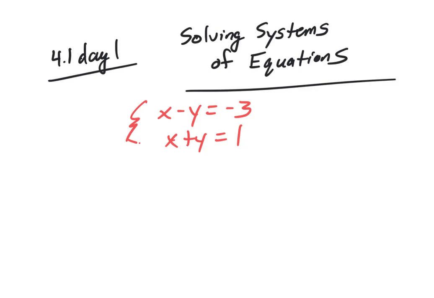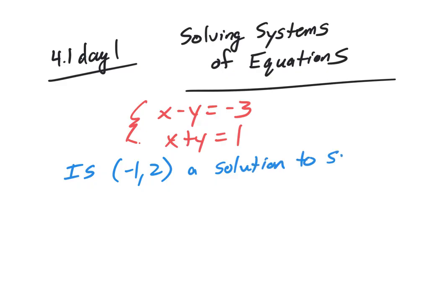A little bit today, and then we'll do the third one, which is elimination. We'll get into substitution a little bit more in depth tomorrow, and then we'll talk about some elimination tomorrow as well. But to start off with, you're going to see a couple of problems like this today. Is (-1, 2) a solution to this system?